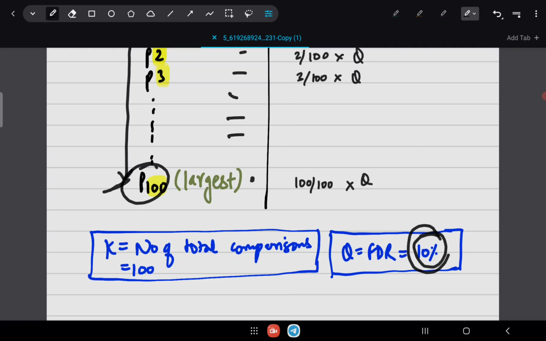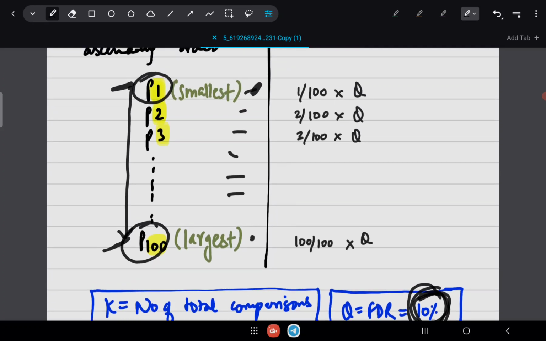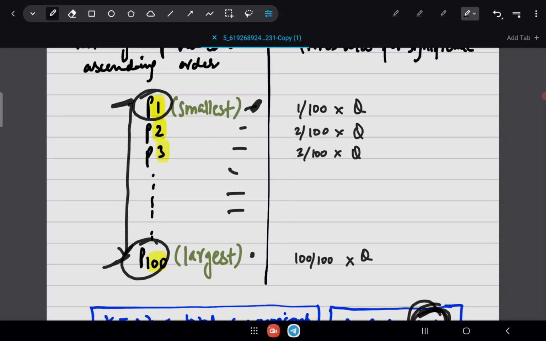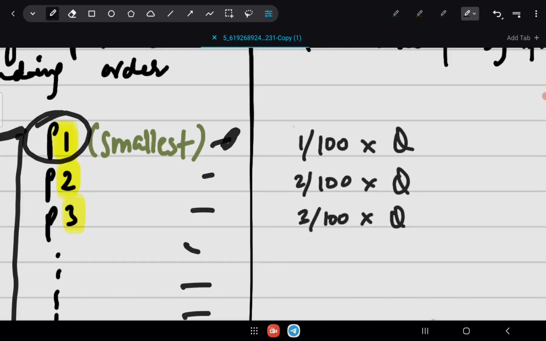What it means, as I've explained, is that out of all the discoveries made, a maximum of 10% can be false discoveries. Meaning in a maximum of 10% of discoveries, the null hypothesis can be true in reality. So I have set the FDR at 10%. Now I will decide the threshold for each of these comparisons. It's very easy. For the first p-value, the threshold will be 1 out of 100. Why 100? Because there are a total of 100 comparisons, multiplied by FDR. For the second p-value, it will be 2 by 100 into FDR.